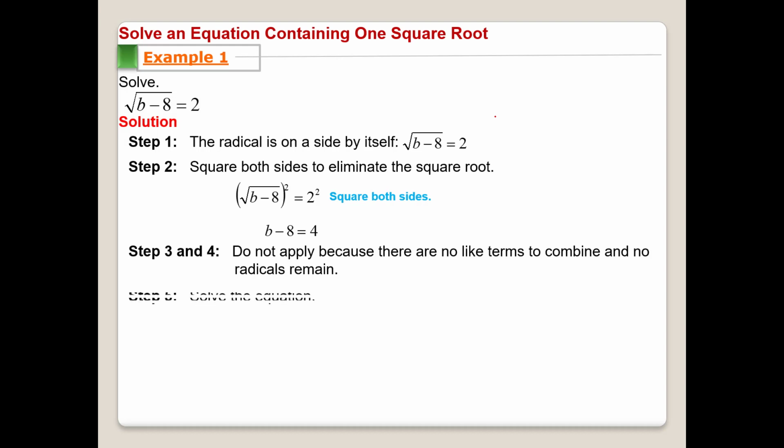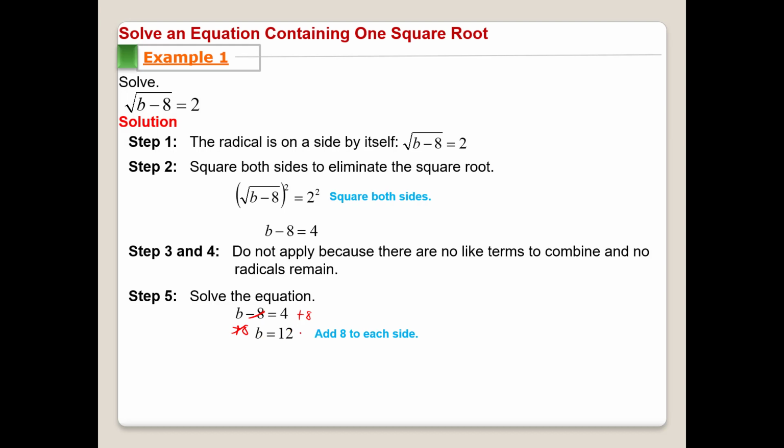Now we just need to solve the equation. We've got b minus 8 equals 4, so let's add 8 to both sides. I'm going to write it on here for us. We add 8 and we add 8. Those guys go away, and we're left with b equals 12.